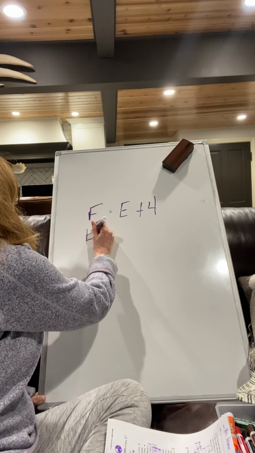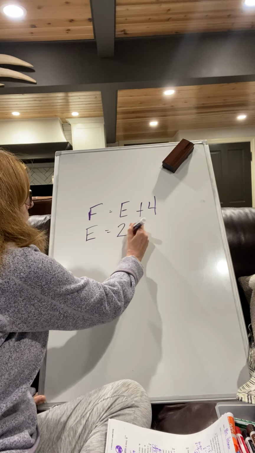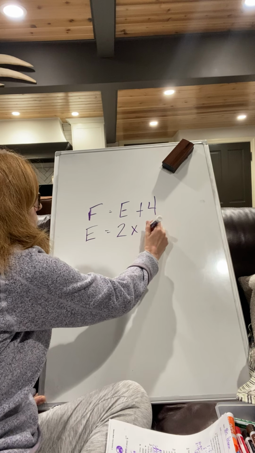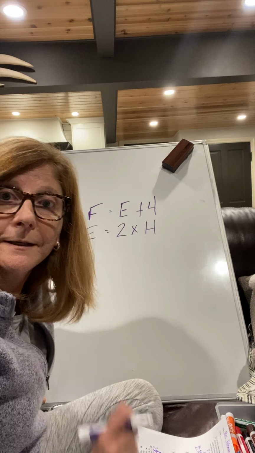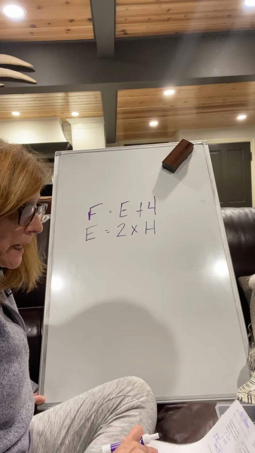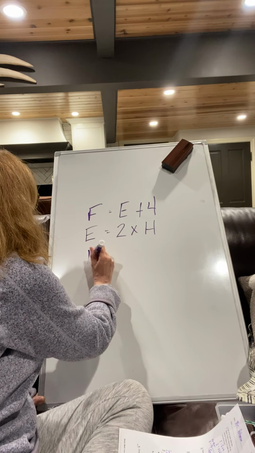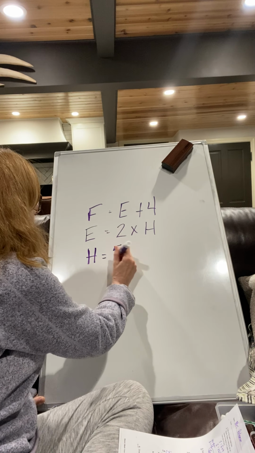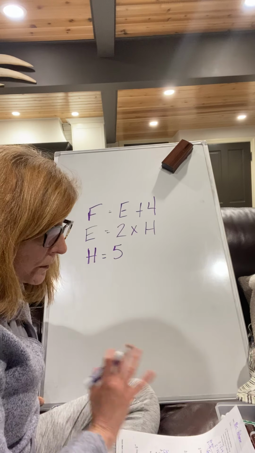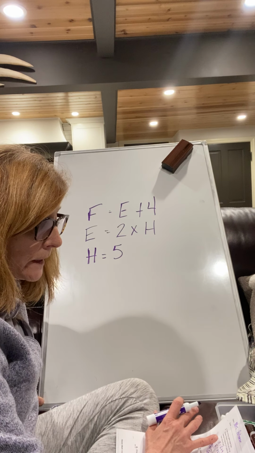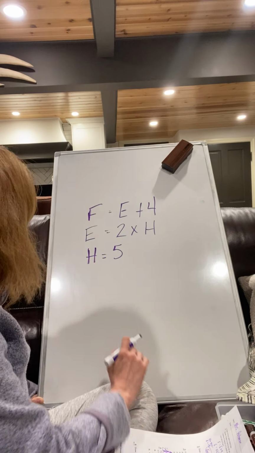So we've got Eloise is twice as old as Hector. Okay? Then it tells us Hector's age. So we've got Hector is 5. So this is a kind of problem where we're going to work backwards to figure out the answer that we need here, because we want to know how old is Fran.